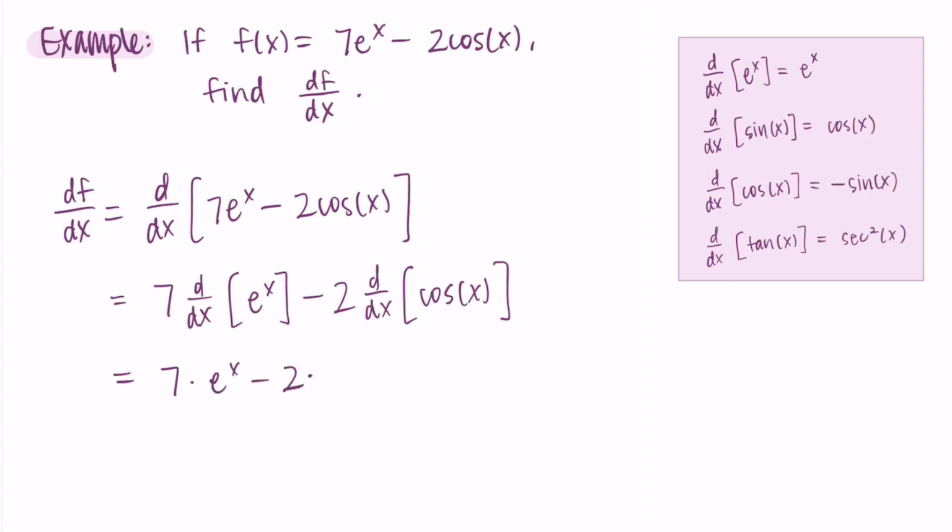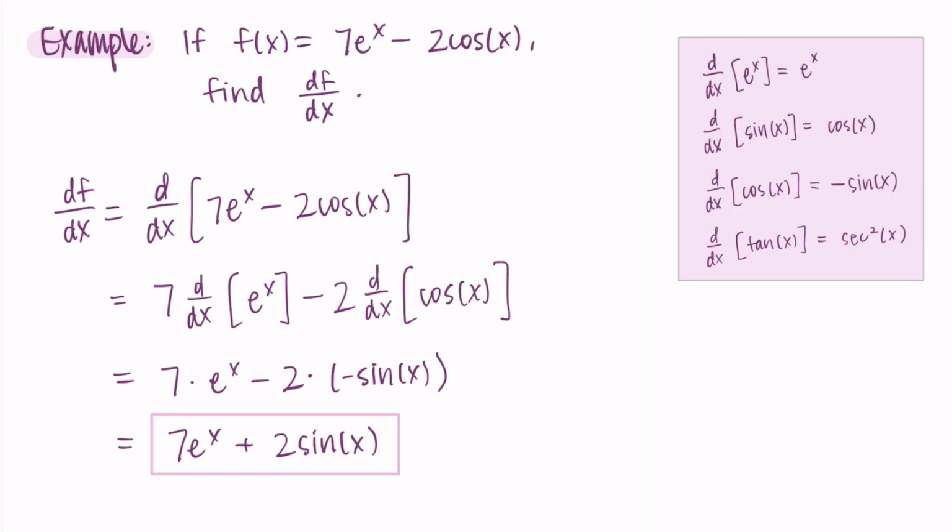Then the derivative of e to the x is e to the x, and the derivative of cosine x is negative sine x. And then I have 7 e to the x plus 2 sine x after I have simplified. Basically, that negative on the 2 and the negative on the sine come together to be a positive, so altogether I have 7 e to the x plus 2 sine x as my derivative.